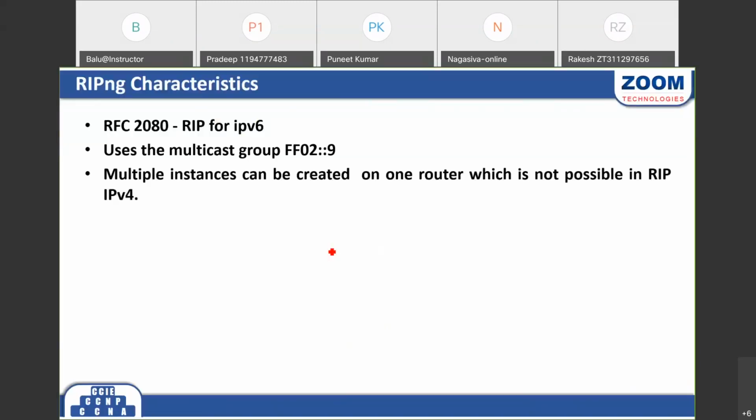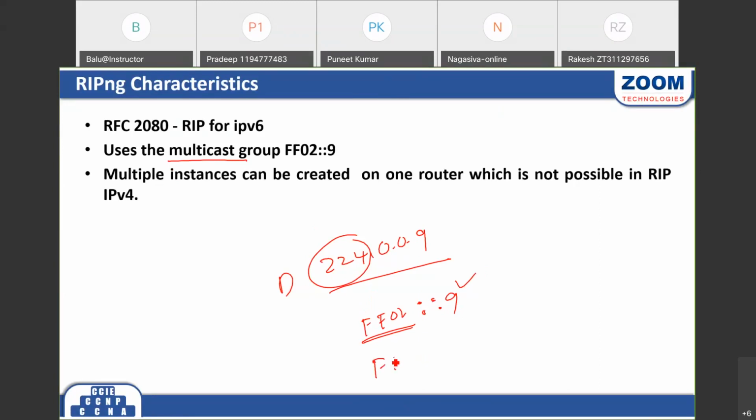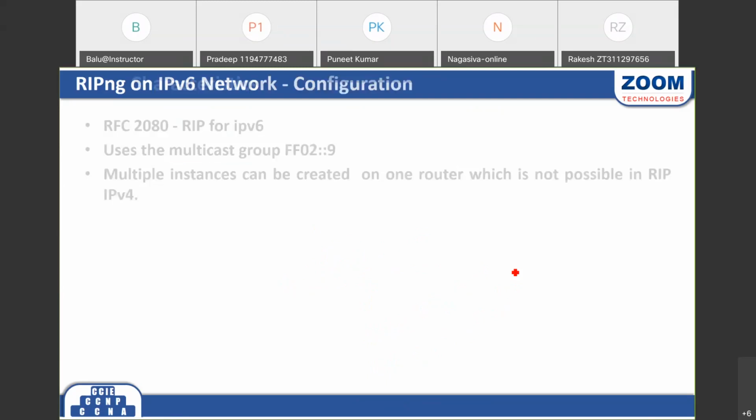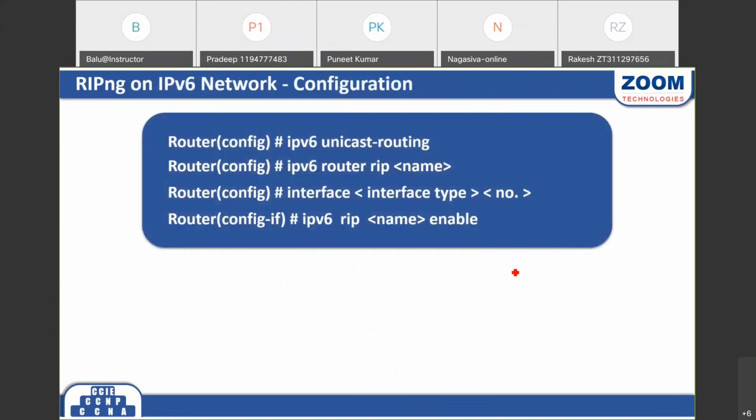Even for RIP also. Remember the RIP multicast address? The multicast IPv4 address is what? 224.0.0.9 is a multicast. 224 is class D. Same for IPv6 also, FF02 is a multicast address. FF02::9 for RIP. FF02::5 for what? OSPF. Then the command to configure RIP with IPv6.